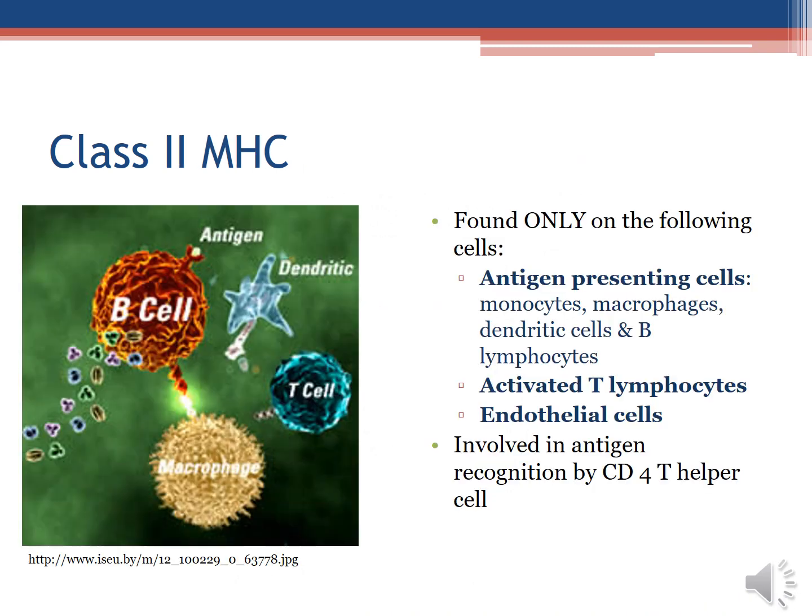So now let's talk about the Class II MHC. The Class II MHC can only be found on antigen-presenting cells, including monocytes, macrophages, dendritic cells, and our B cells, our activated T lymphocytes, and our endothelial cells. So the Class II MHC is highly involved in antigen recognition by the CD4 T helper cell.